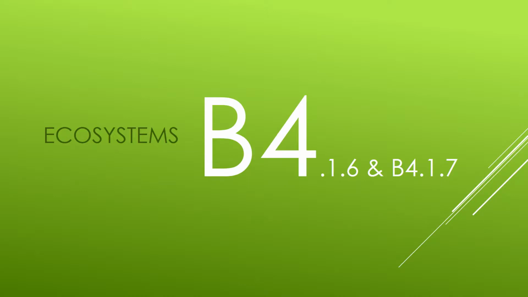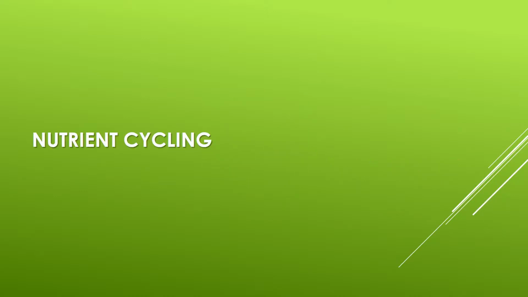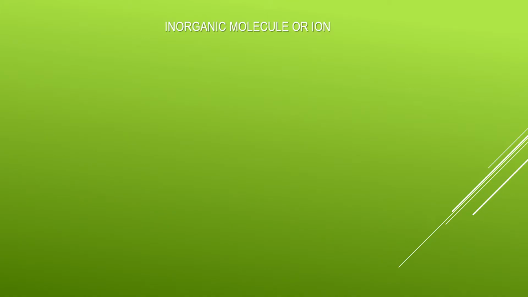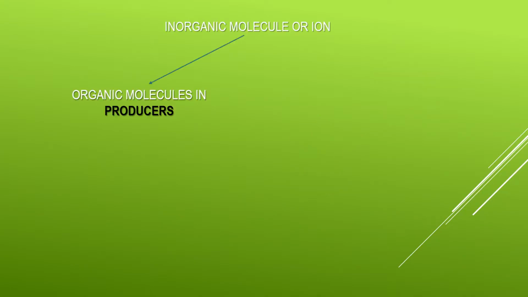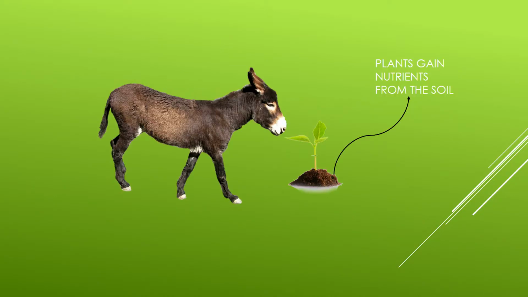But first, nutrient cycling. The cycle starts with an inorganic molecule or ion in the soil, which is also known as nutrients. The plant, also known as the producer, will absorb the nutrients in the soil. Next in the cycle, a consumer, or an animal, will come along and eat the plant. The nutrients from the plant will then be passed on from the producer to the consumer.